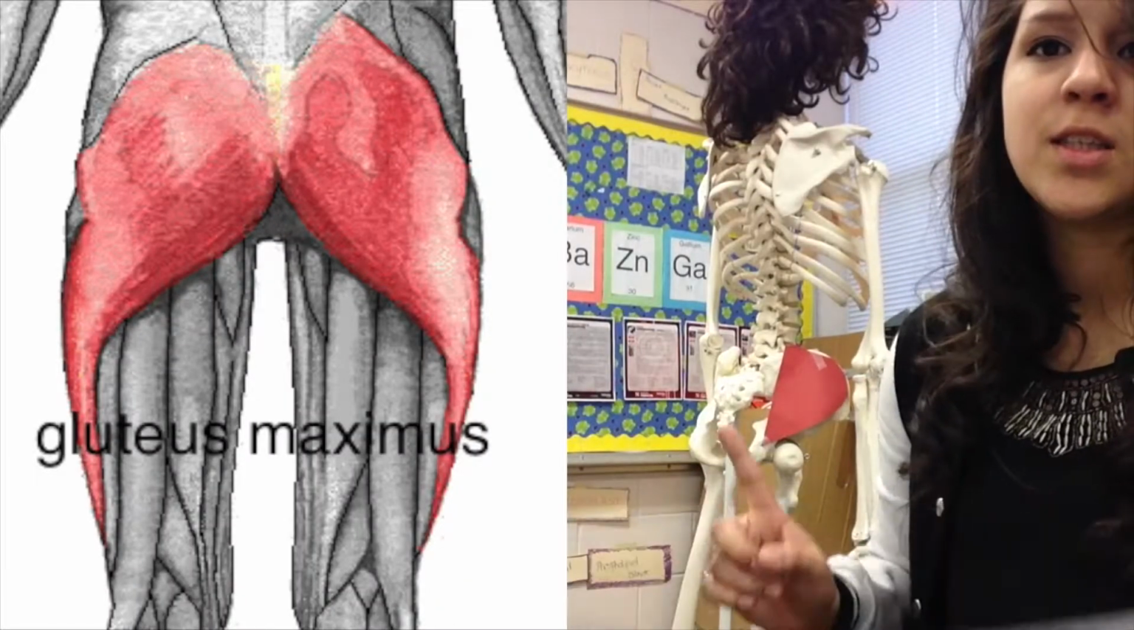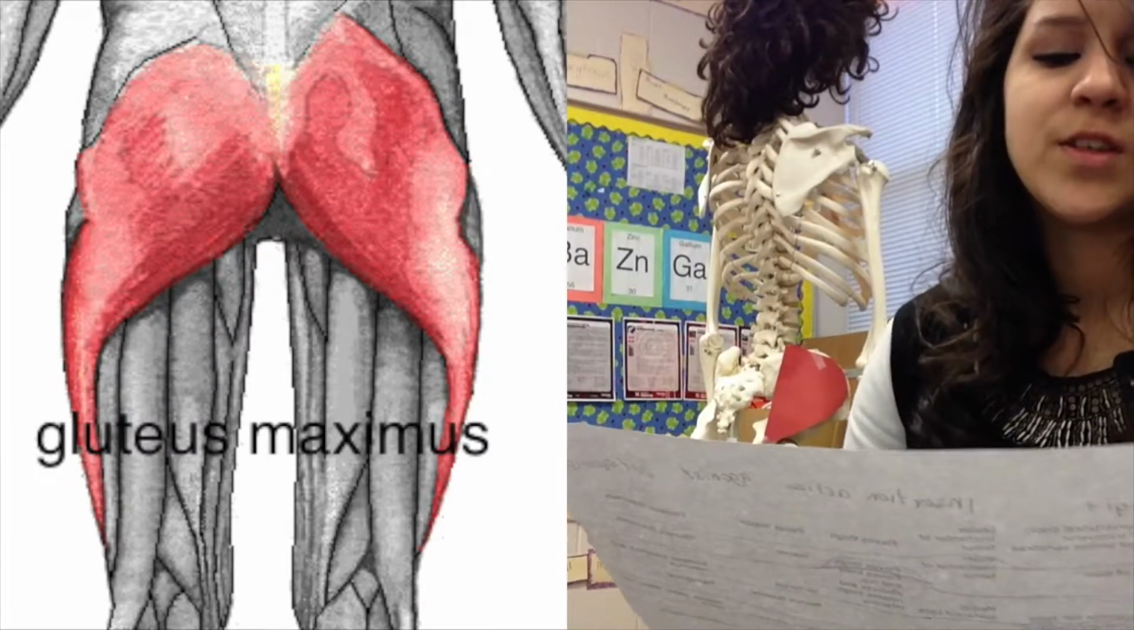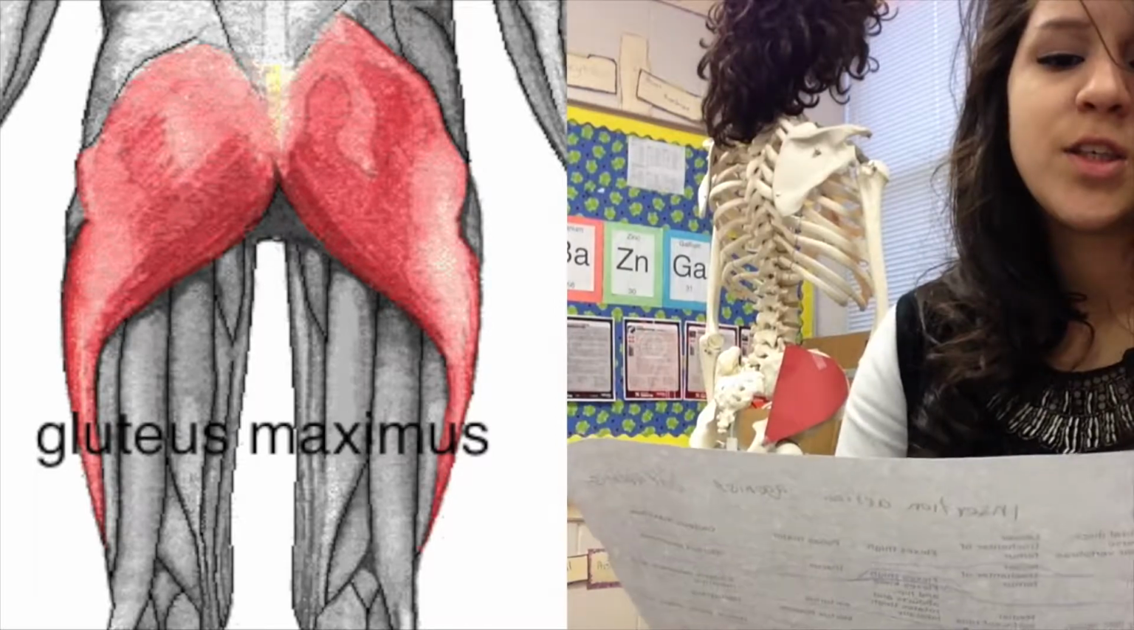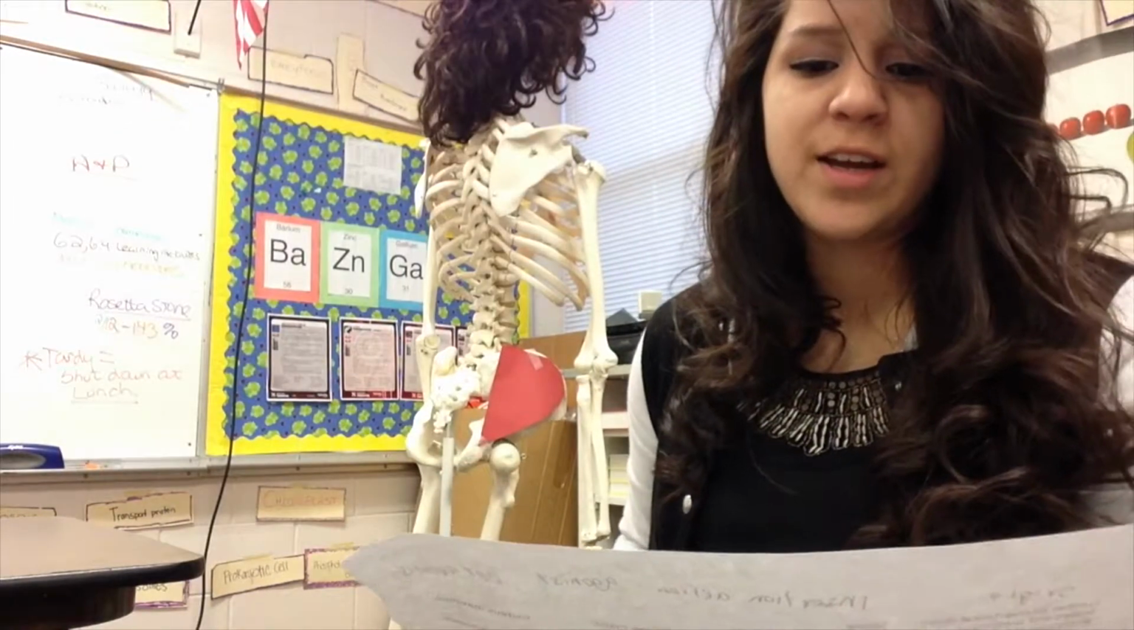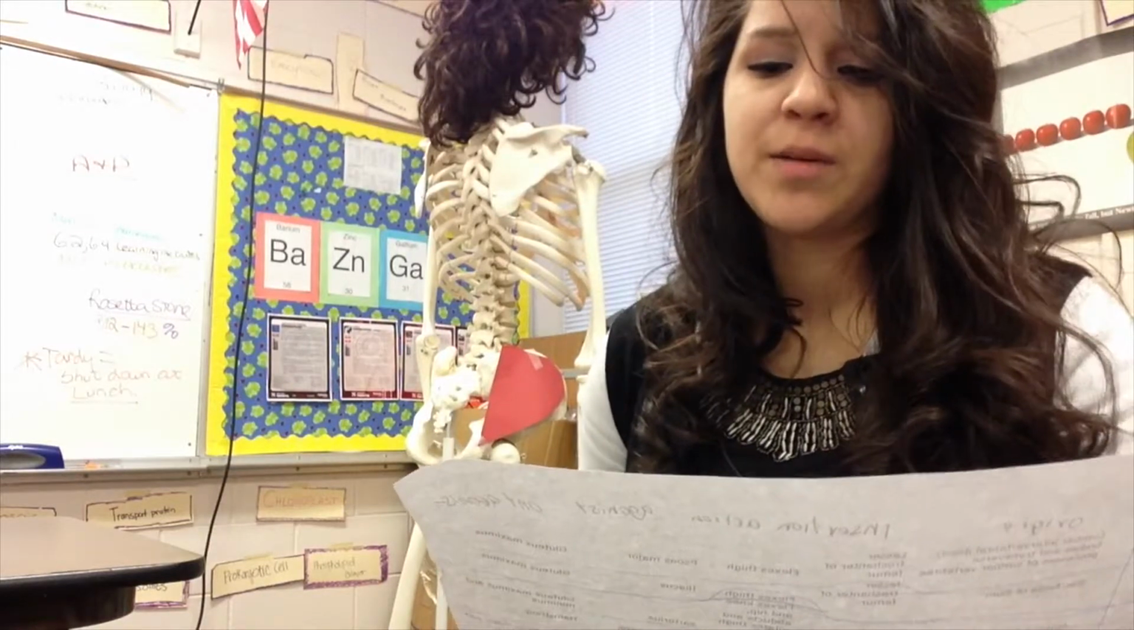For the gluteus maximus, its origin is the sacrum and the coccyx and the posterior surface of the ilium. The insertion is the posterior surface of the femur and the fascia of the thigh. It extends the hip. And its antagonist is the iliacus, the psoas major and minor.